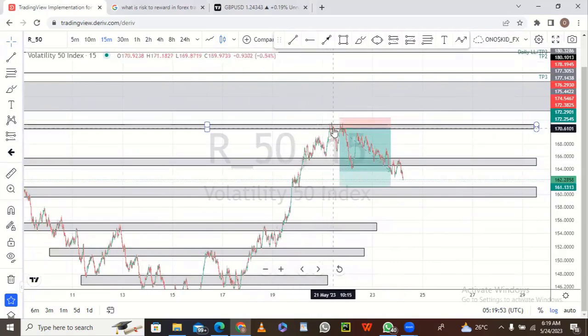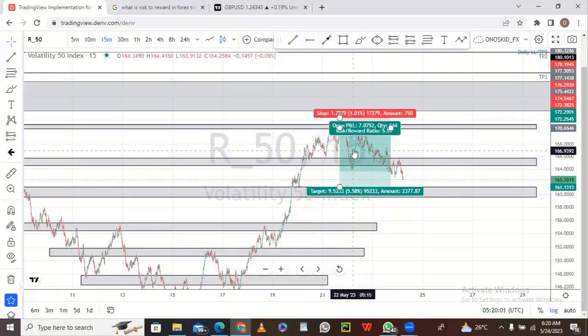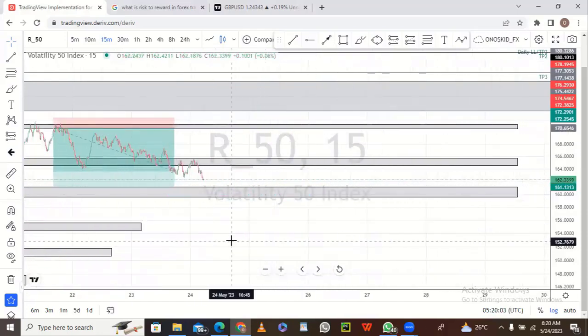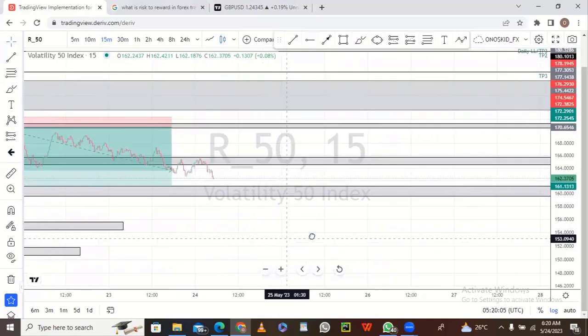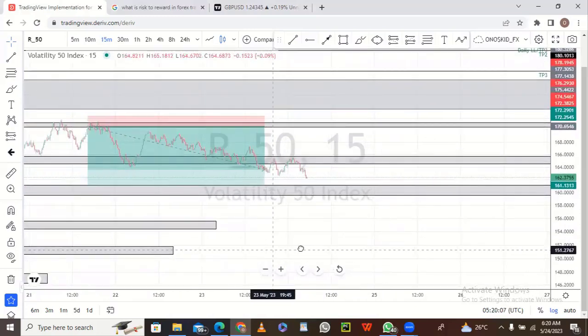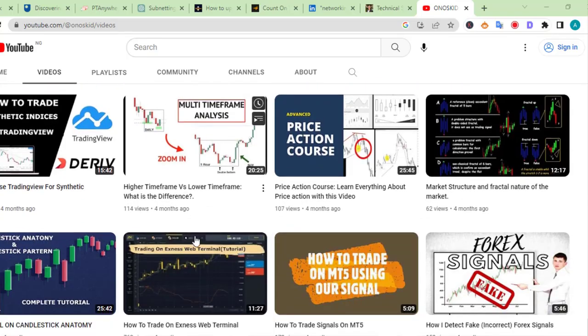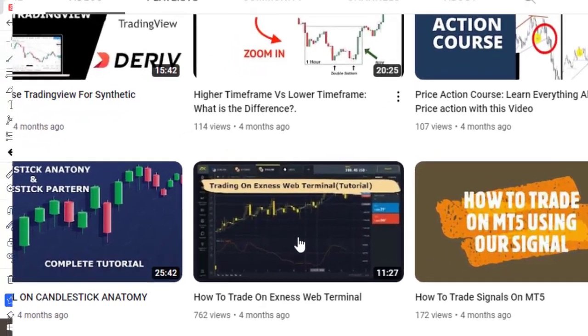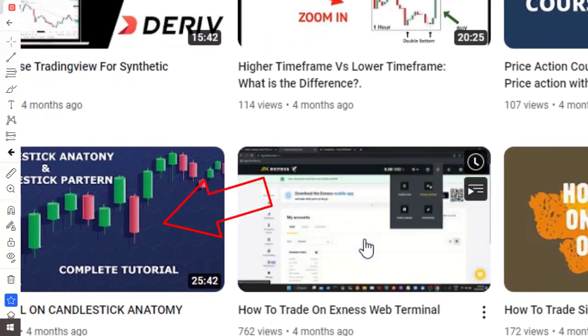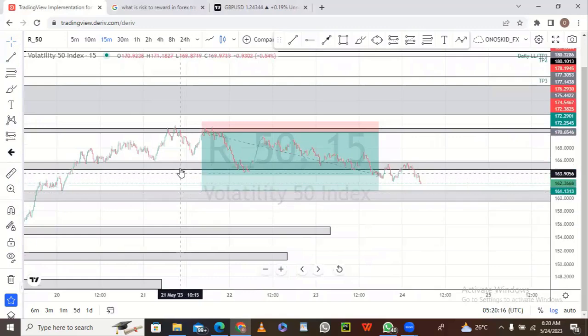I was expecting this particular push to break out and get to this particular level, but then we have this sell-off, and then we have this move, which is also combined with candlestick anatomy. There's a video on candlestick anatomy, so make sure you watch that if you have not watched it. So we have this double top.